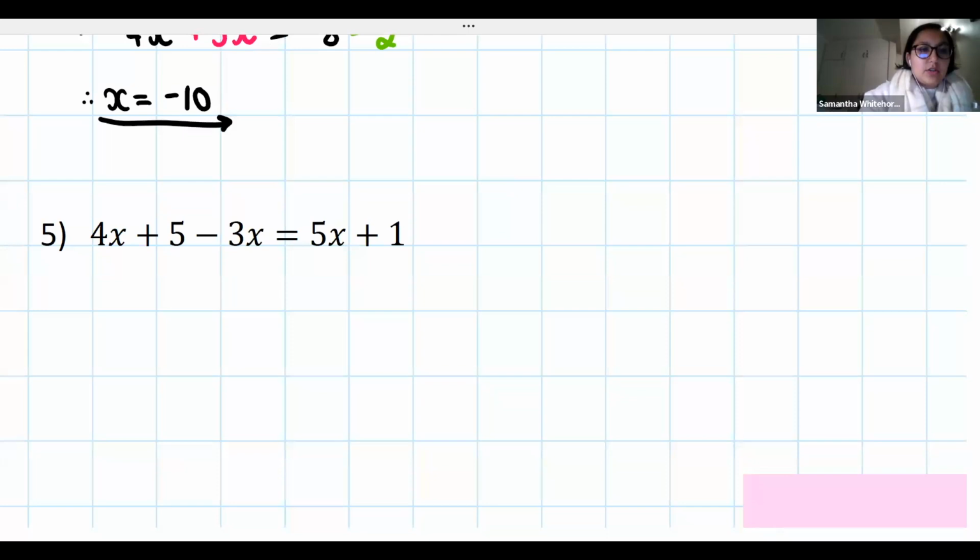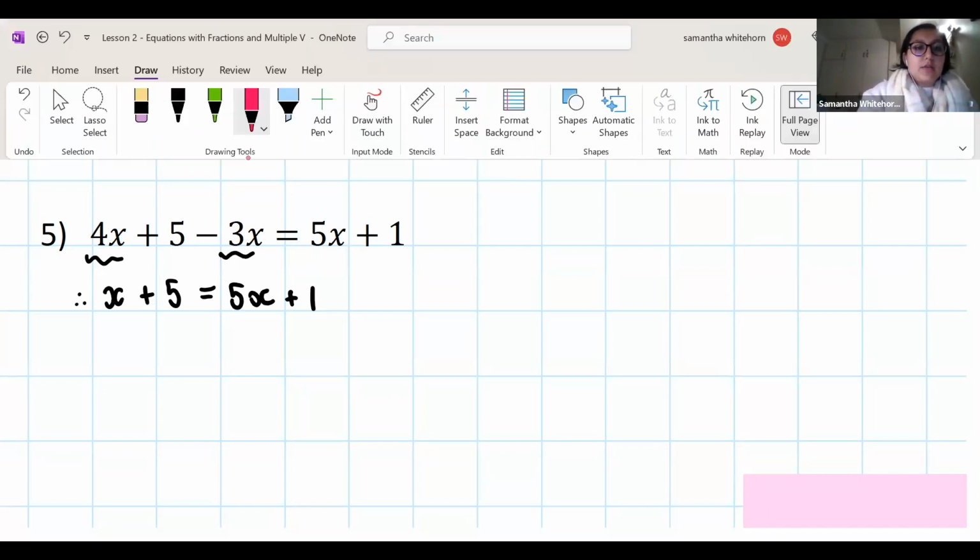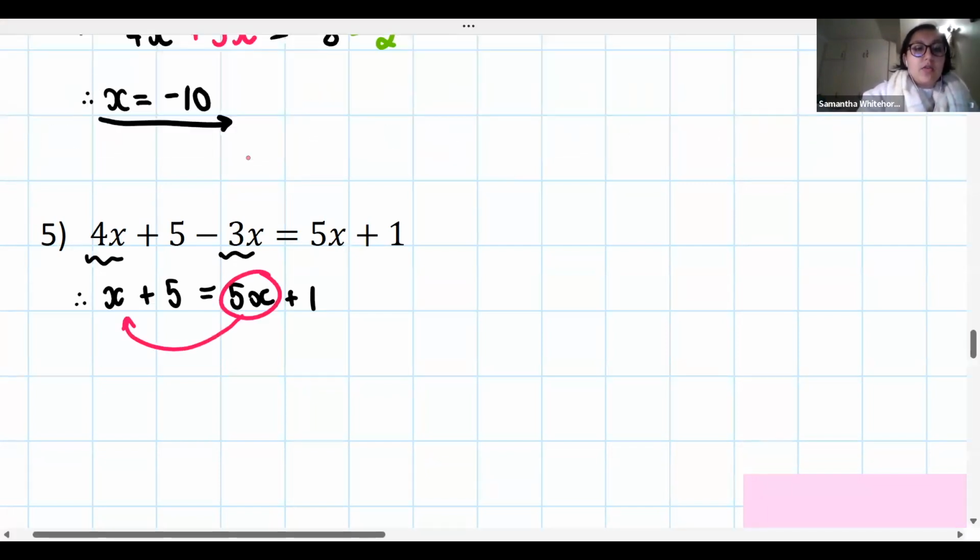Right, guys, let's have a look. So first things first is that I see on the left-hand side, I have like terms. I'm going to add those or subtract them. 4x minus 3x is just x. So I've got x plus 5 is equal to 5x plus 1. So the first thing I want to do is I want to take the 5x and I want to bring it over to join the x.